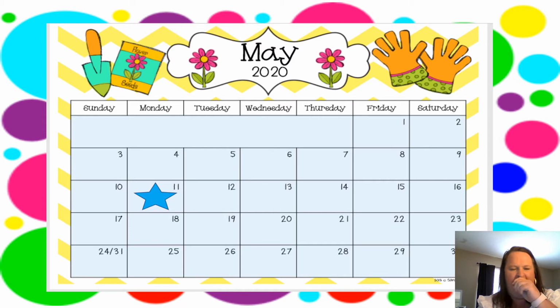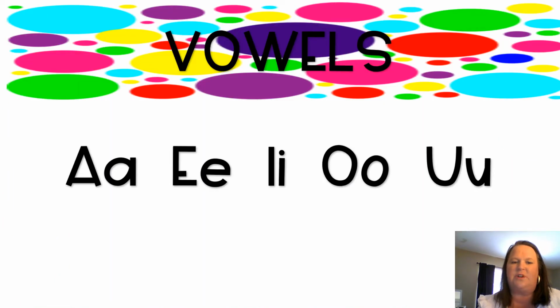The last week of school, we're going to do some different things, some fun activities at home. It is Monday, May the 11th, 2020. The vowels are A says a, E says e, I says i, O says o, and U says u.